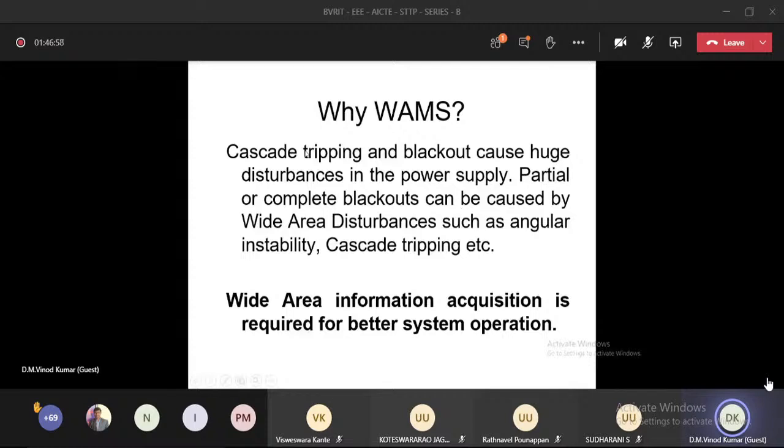Cascaded tripping and blackouts cause huge disturbances in power supply. Partial or complete blackouts can be caused by wide area disturbances such as angular instability. With angular instability, generators lose synchronism with each other, leading to cascade tripping, etc. Therefore, wide area information acquisition is required for better system operation.